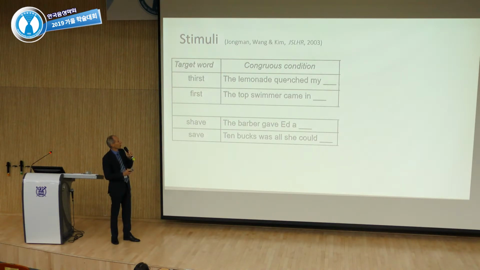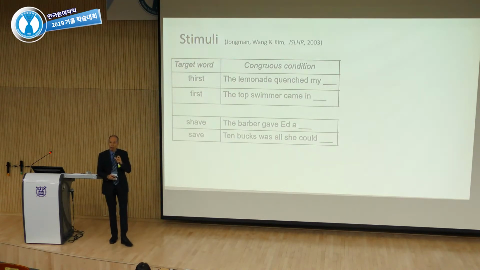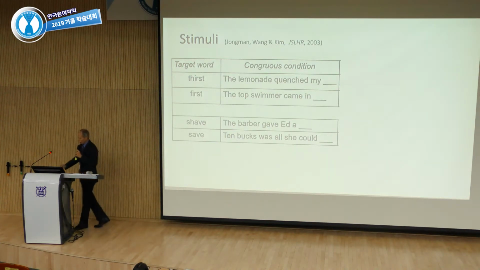So for example, the lemonade quenched my thirst would be perfectly good. The top swimmer came in first. The barber gave Edith a shave. $10 was all she could save. Okay, those are all congruous readings. And then we just switched the sentences to come up with the incongruent conditions.